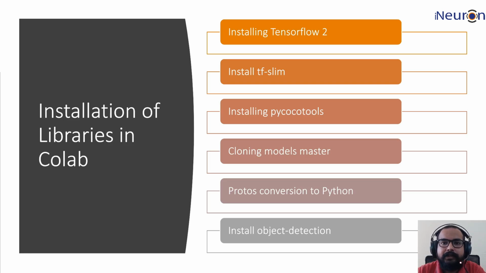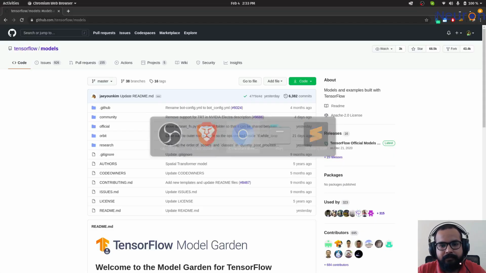Then we'll be cloning the latest GitHub models repo, the TensorFlow models that we have gone through and opened multiple times. So we will do the latest version copy of that. And then we will do the protos conversion of the protos files, similar to what we have done in TensorFlow 1.x. And then finally, we will try to install the setup.py file for object detection. So let's jump to Google Chrome.